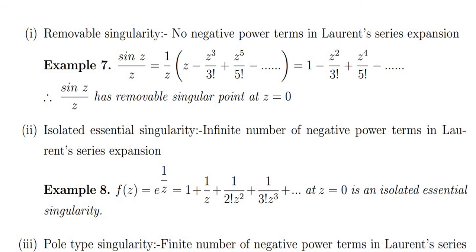If there are infinitely many negative power terms in the Laurent series expansion of f of z centered at z0, z0 is an essential singularity. So this time, let's take the function e raised to 1 by z. This function also has a singularity at z equal to 0. But if we look at the Laurent series expansion, there are infinitely many negative power terms. So z equal to 0 is an essential singularity for f of z equal to e raised to 1 by z.